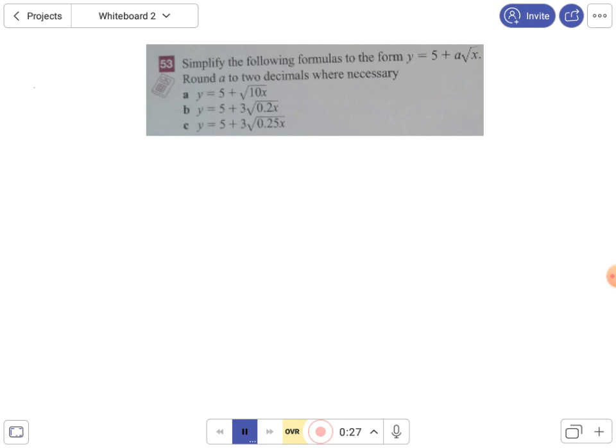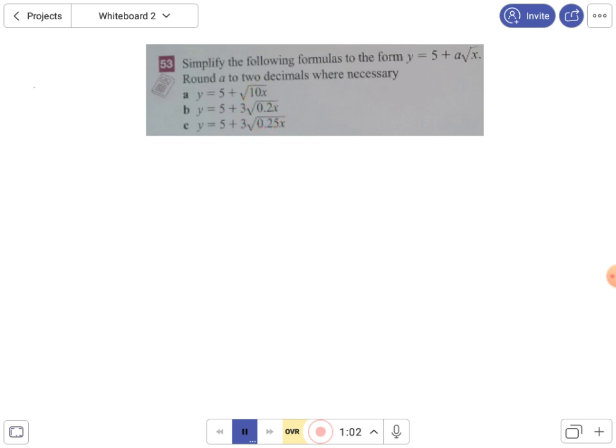As you can see, you need to simplify it to this form. So the 5 in the formula, here is also everywhere 5, so this 5 can stay. But the difference is in the square root, a square root of x. And here you see something else as well in the square root. So here's a 10, here's 0.2, and here's 0.25. And those numbers, well, they have to disappear.